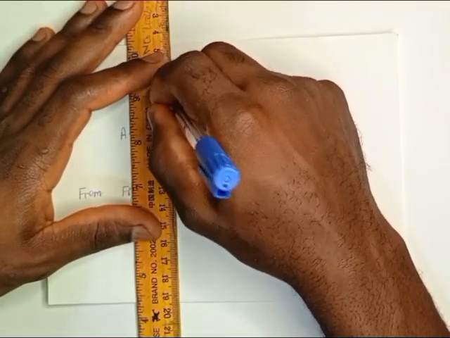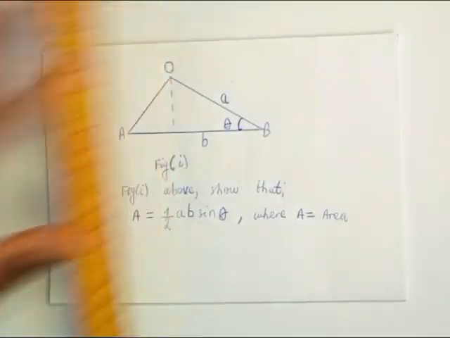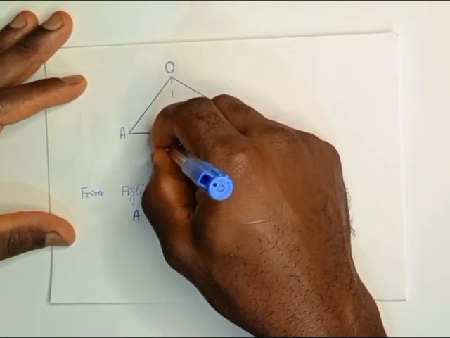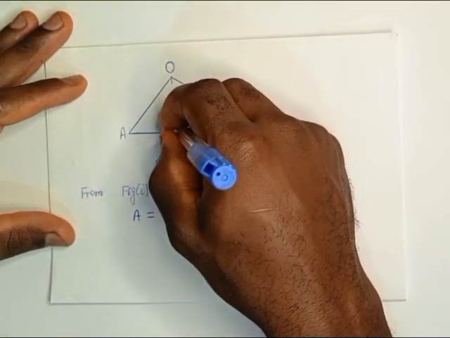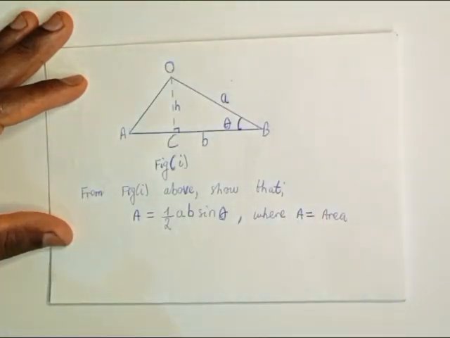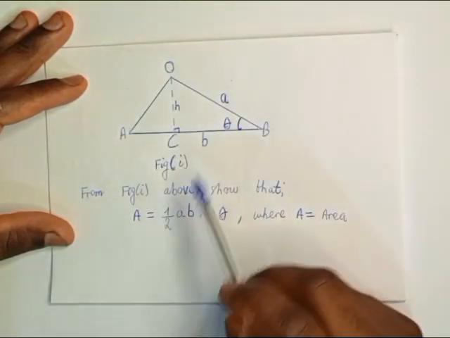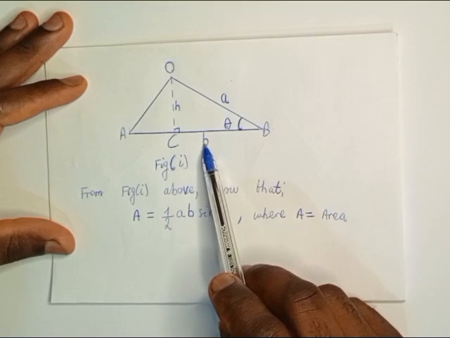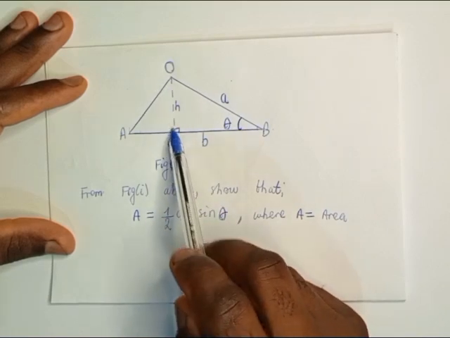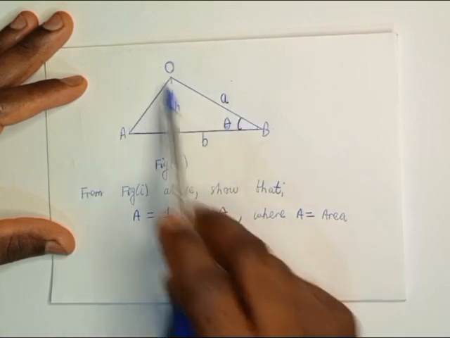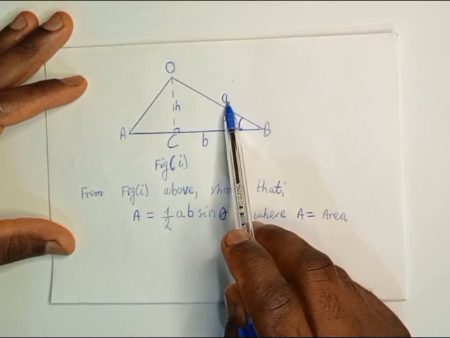Broken lines. We call this point C, capital C. These lines here are perpendicular, then we call this H, which is the vertical height. The line AB is of length b, small b. The line CO is of length H. The line OB is of length A.